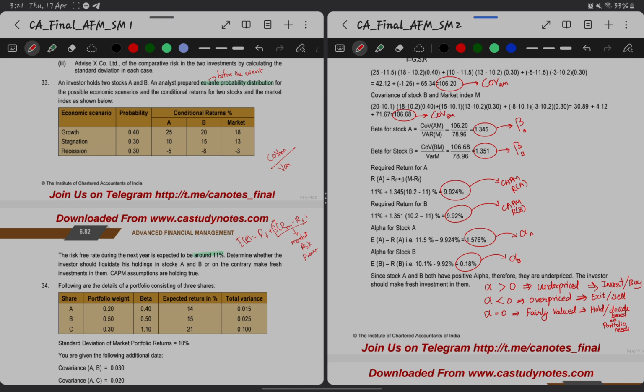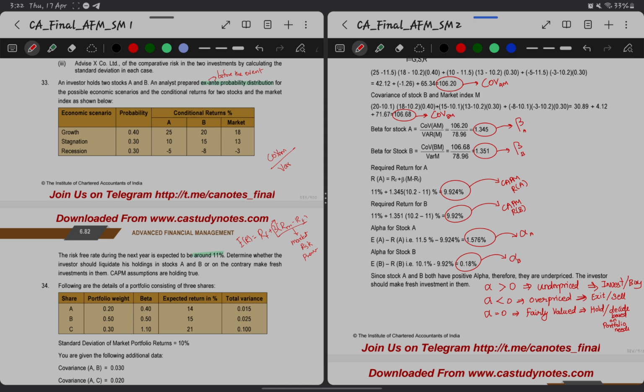Now why are the stocks underpriced? If the alpha is greater than 0, then the stock price is underpriced. Now we have the question: even though we are earning extra return compared to the required return under CAPM, why are we saying the stock price is underpriced? This is because if we are getting more return than expected, that extra return must be coming from a price which is lower than its fair value.